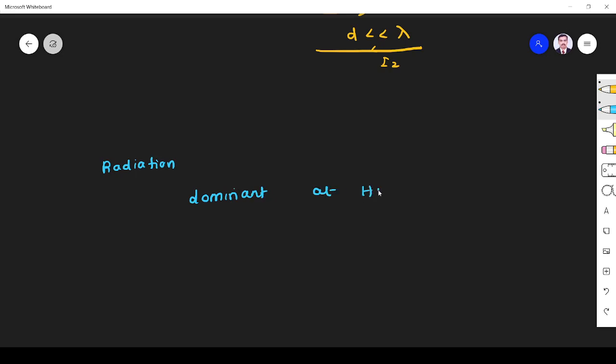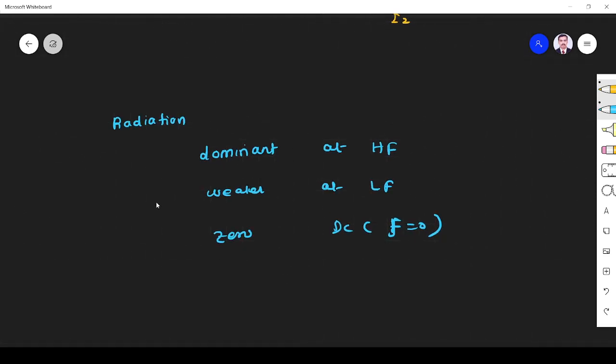Okay, so it is very important, right? Weaker at a low frequency, and radiation is zero when DC. That is, DC means F is equal to 0. Frequency is 0. So when frequency increases, what will happen? You see the radiation increase. So F increases, radiation will increase. Okay. This is the next thing we have to remember.